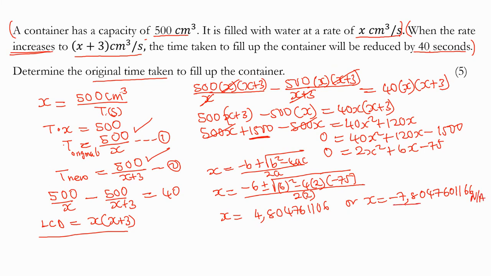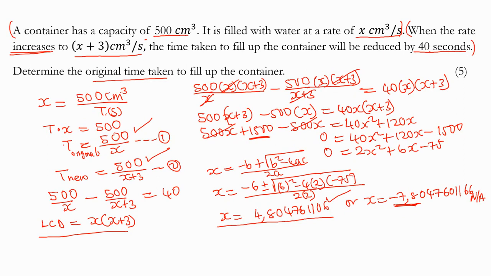But now they said when the rate increases, so we discard the negative one, because a negative means that the rate is decreasing. So we take this one. So it means our x is 4.804761106 cubic centimeters per second.